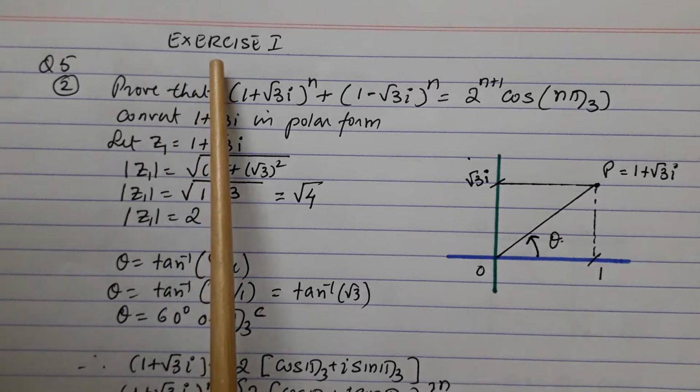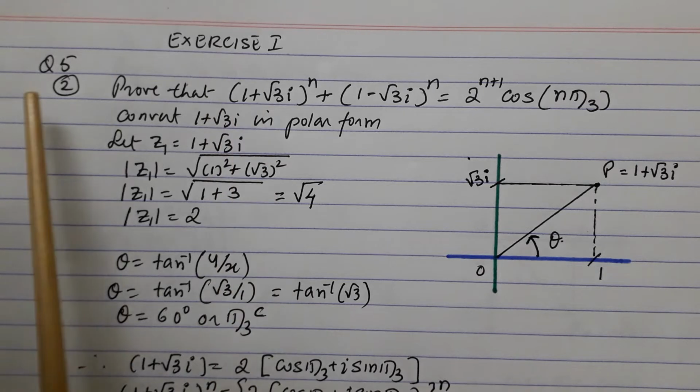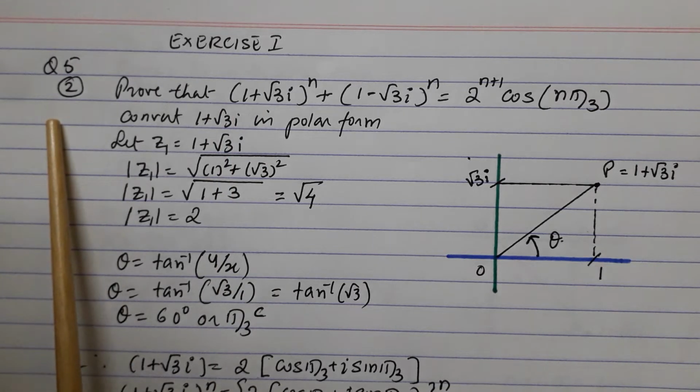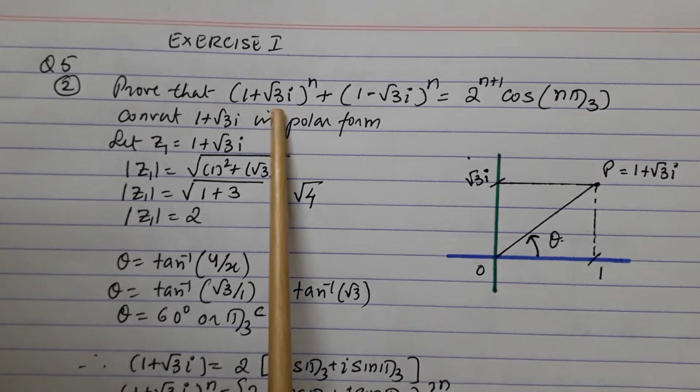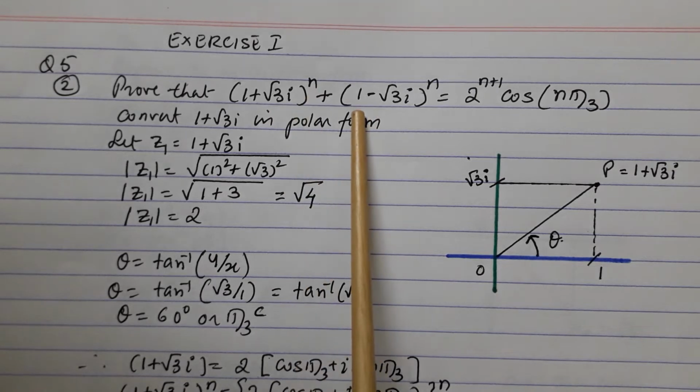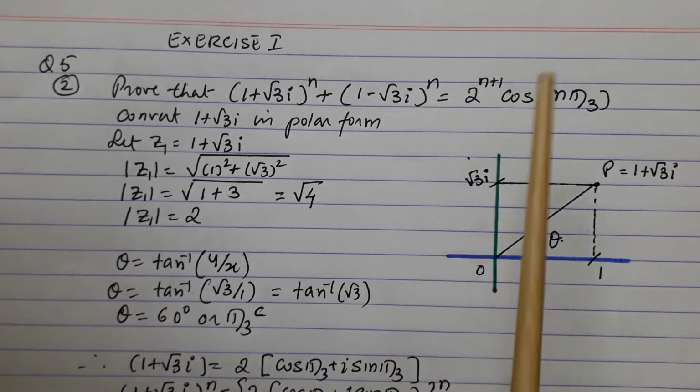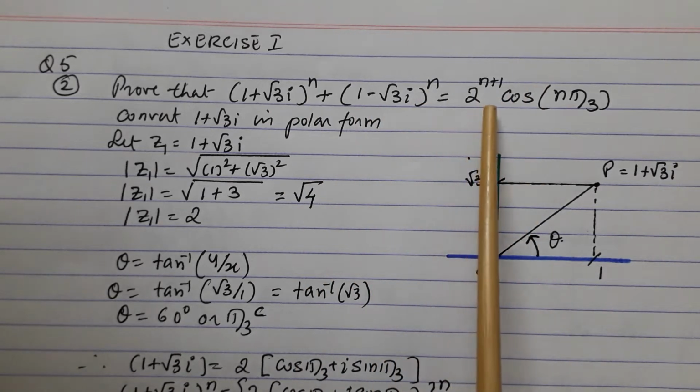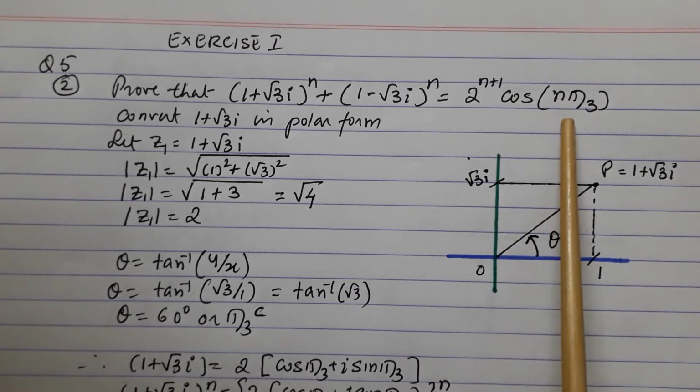In this video, we are going to solve a sum from exercise 1, question 5, sub question 2. Prove that (1 + √3i)^n + (1 − √3i)^n = 2^(n+1) cos(nπ/3).